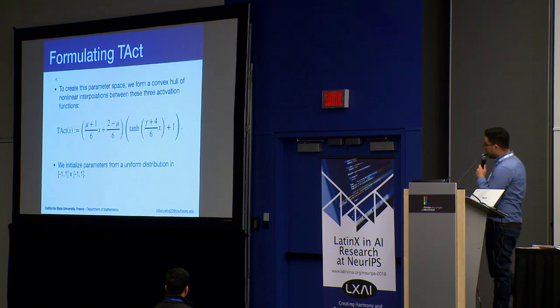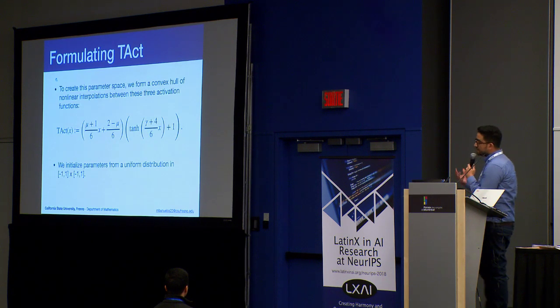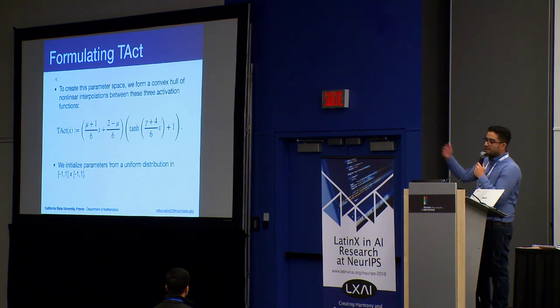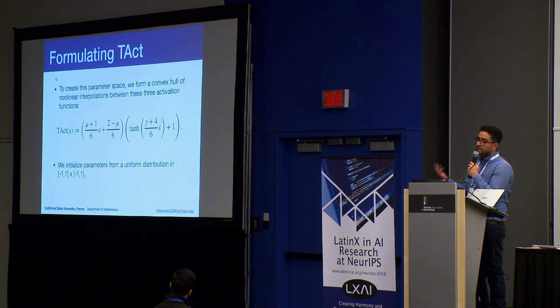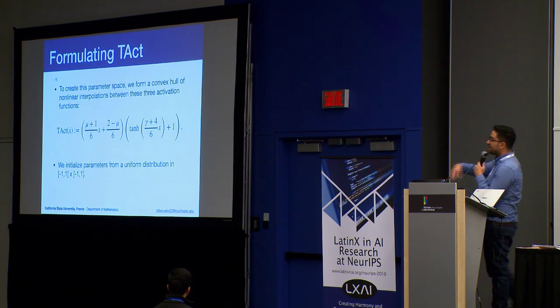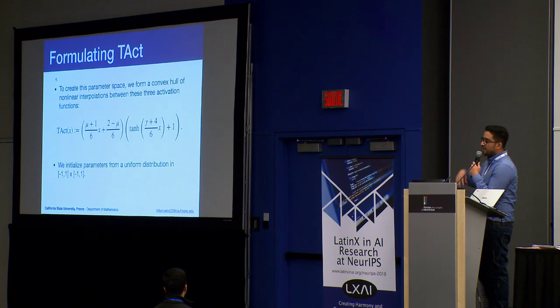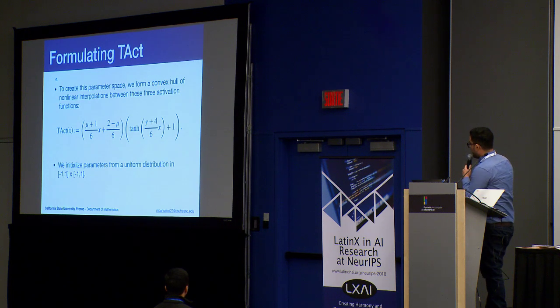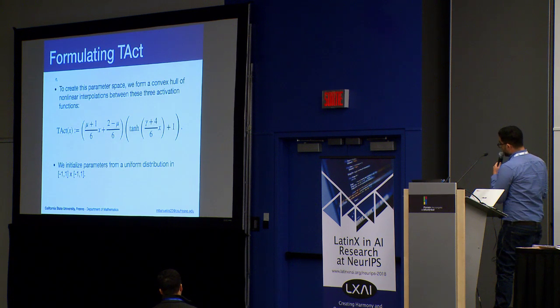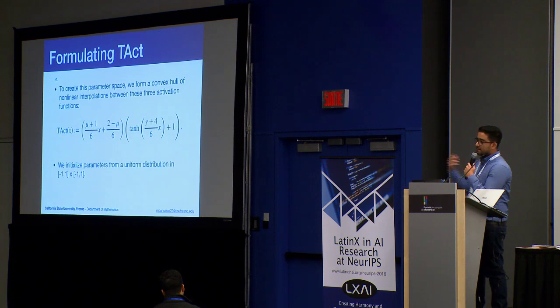To create this parameter space, we form a convex hull of these nonlinear interpolations between three of these activation functions. Remember that you can still approximate any of these arbitrarily closely, but when we parameterize it to interpolate between these three, this is the expression we have for TACT. And we initialize parameters from this uniform distribution to begin our search.